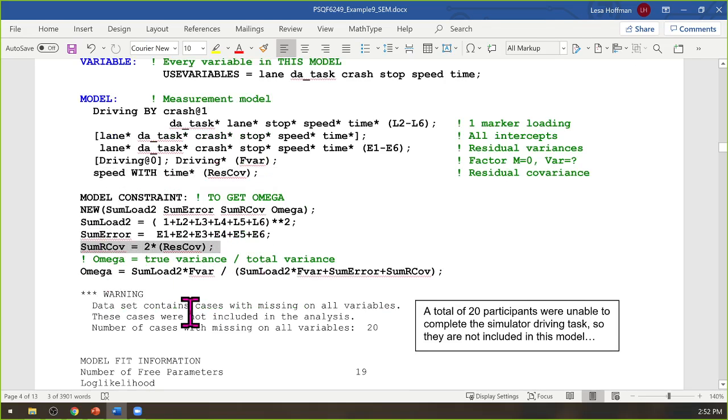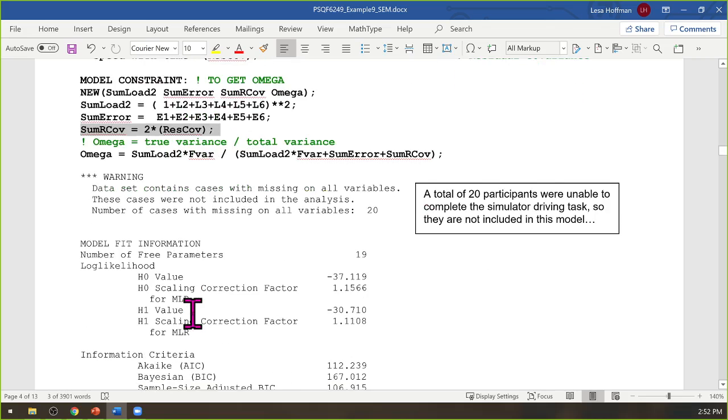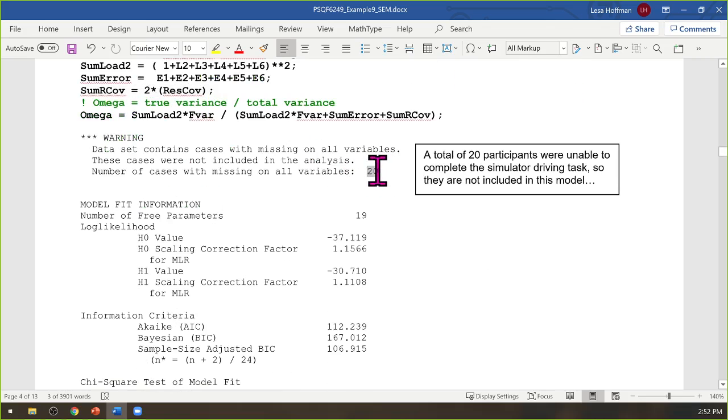My residual covariance is going to count against me in the denominator. And I'm noting that I'm dropping 20 cases from this model because out of 152 people, 20 people were unable to complete this task because they got motion sick. Fortunately, no one puked. I was the one doing this whole thing, right? I tested all 152 of these people myself. It was my baby. And I actually couldn't watch them drive because it made me motion sick as well.